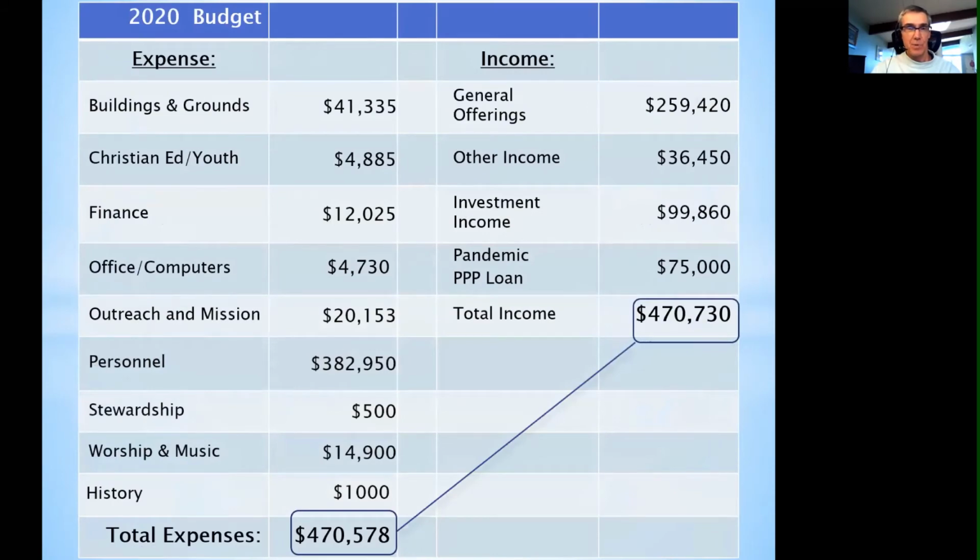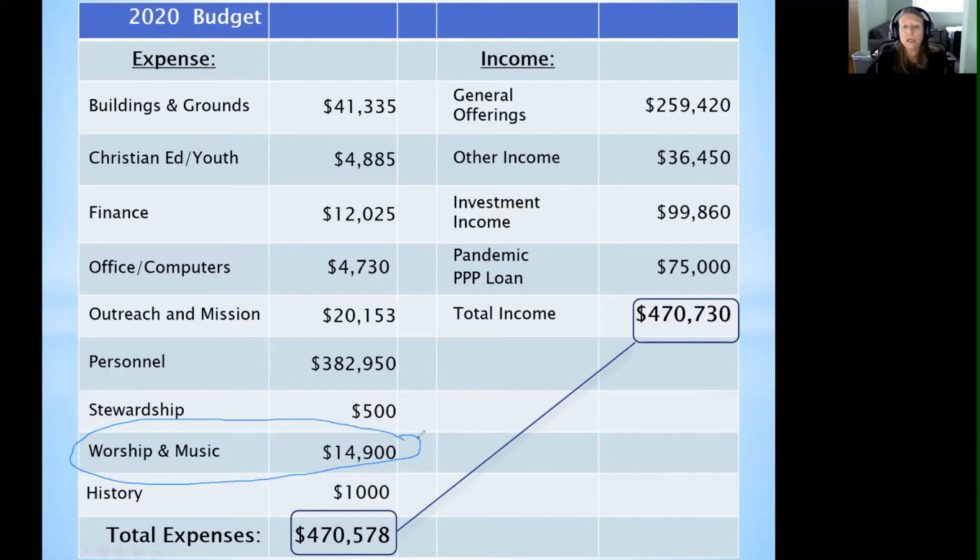Well, I'm just curious when we vote, or what are we voting on? If we have to vote on the budget, which figures? Well, I think the budget has been approved by session, and so the congregation is just made aware of the budget. Correct, Pastor? Yes. The only correction we need to make is on this particular slide here. If you look at where it says worship and music, it currently reads 14,900. That is not correct. That number should be 3,000.